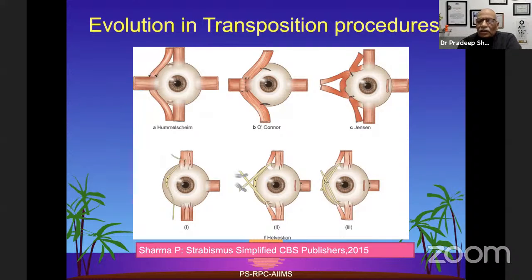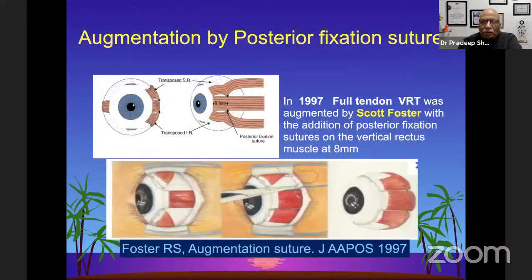Personally, I am not in favor of Jensen's procedure, because I feel you are transmitting the force of the vertical rectus through a bad courier, because the paralytic muscle is going to convey the force to the sclera, and you are depending on a lax muscle to do the job. It is a waste of the effort done. I would rather do a Nishida's procedure, which directly conveys the vertical rectus force to the sclera. We'll talk about it later.